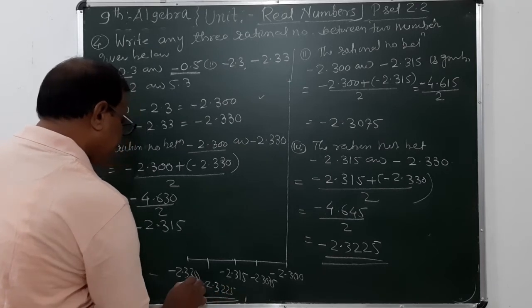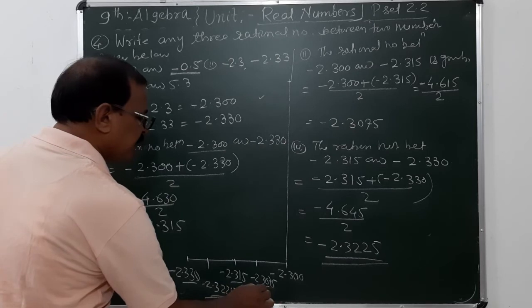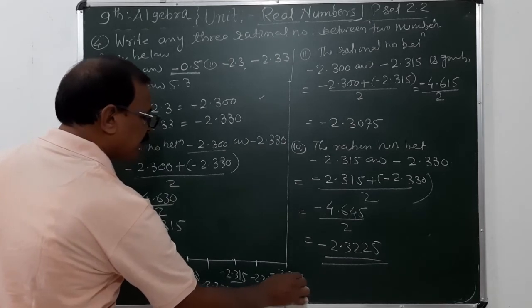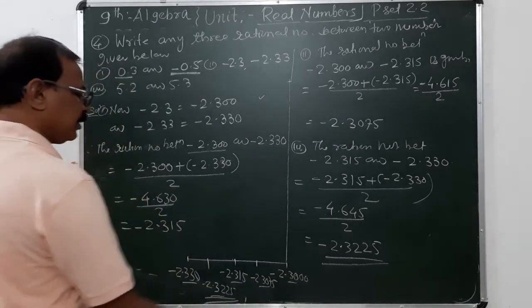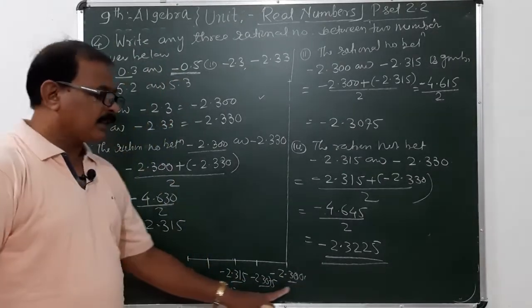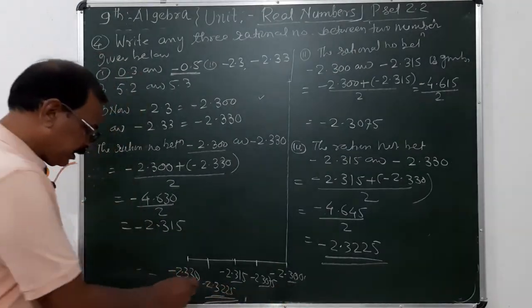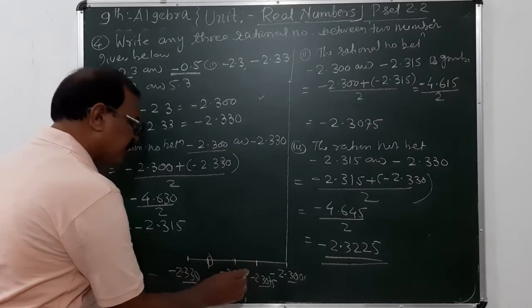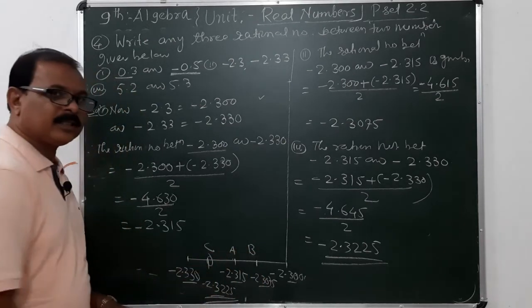Mind, 0.33, 0.32, 0.31, 0.3075 and 0.30. Okay, so here 0.30 here, like this. So here this number is increasing here because it is negative here. This point here, this is first point A, this is second point B and this is third point C.